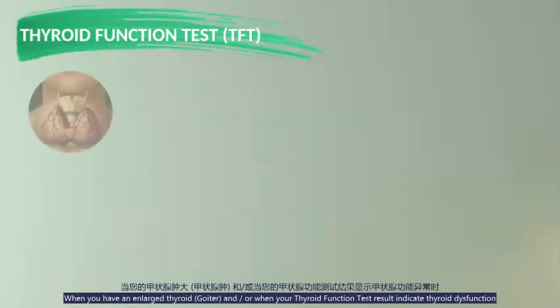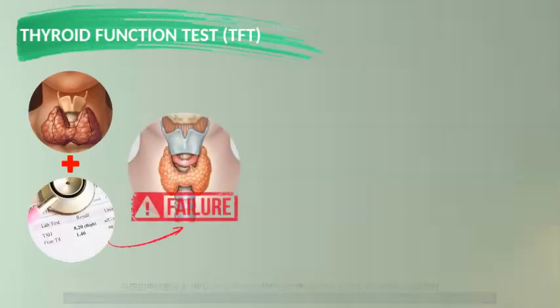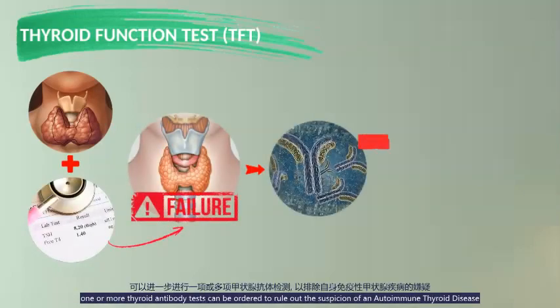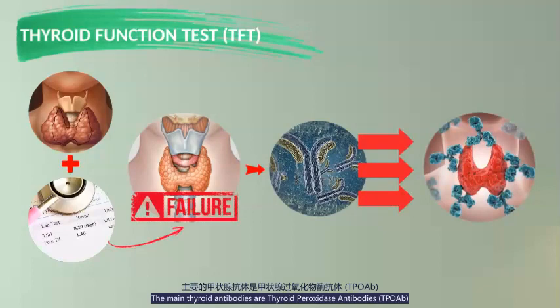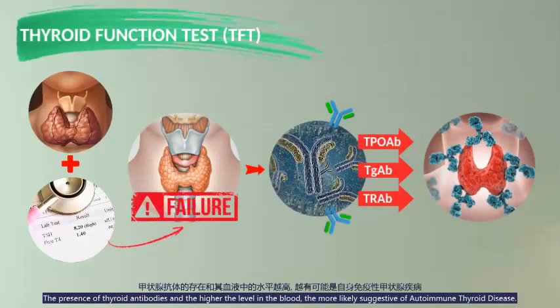When you have an enlarged thyroid, goiter, and/or when your TFT result indicates thyroid dysfunction, one or more thyroid antibody tests can be ordered to rule out the suspicion of an autoimmune thyroid disease. The main thyroid antibodies are thyroid peroxidase antibodies, TPOAb, thyroglobulin antibodies, TGAb, and thyroid-stimulating hormone receptor antibodies, TSHRAb, also known as TRAb. The presence of thyroid antibodies, and the higher the level in the blood, the more likely suggestive of autoimmune thyroid disease.